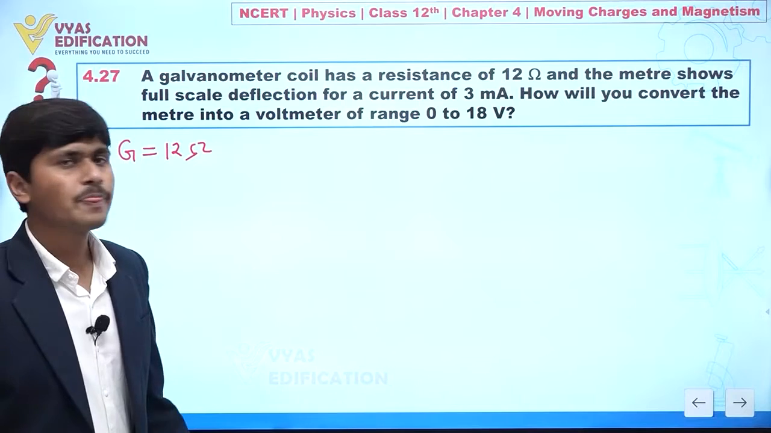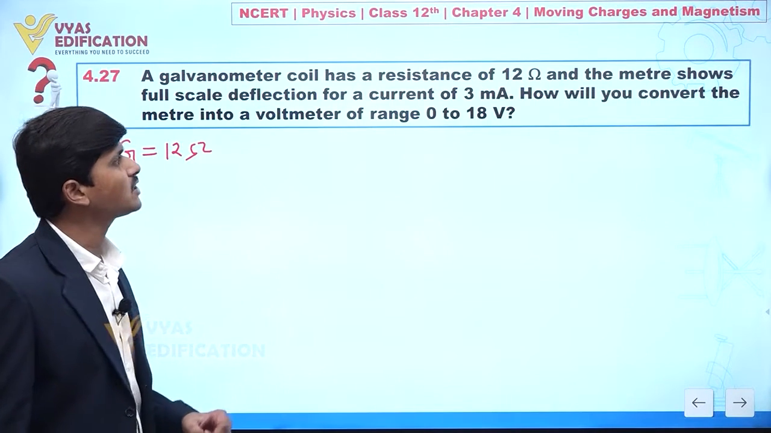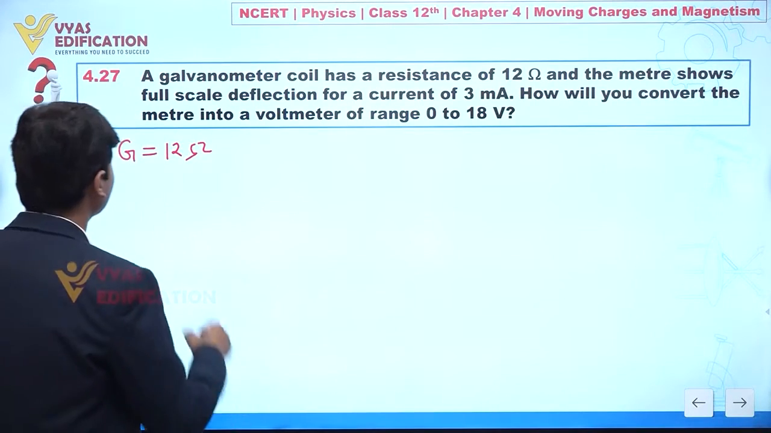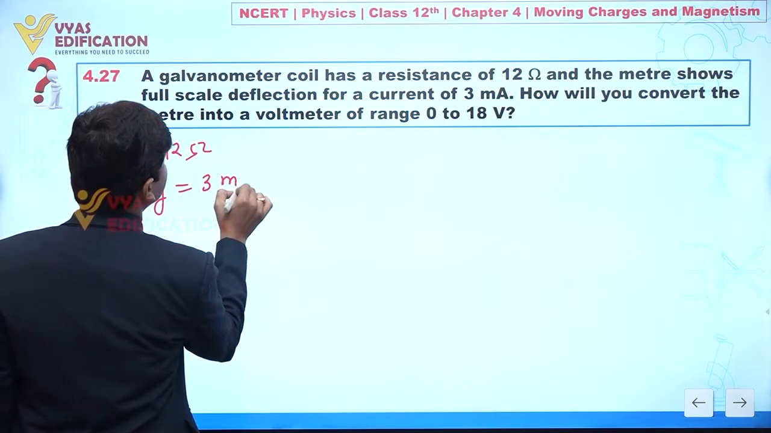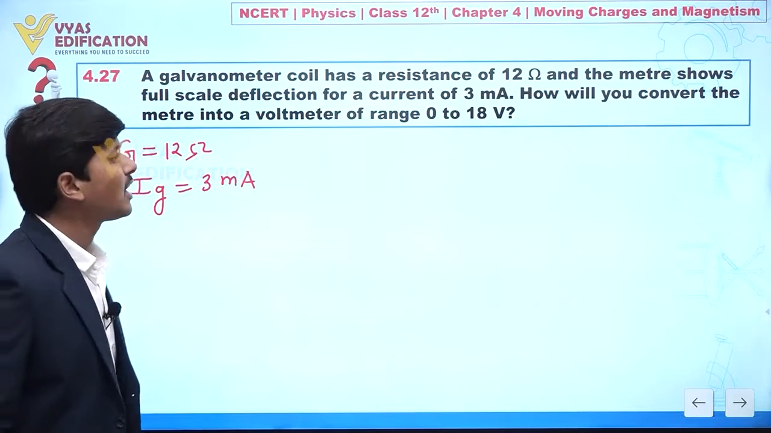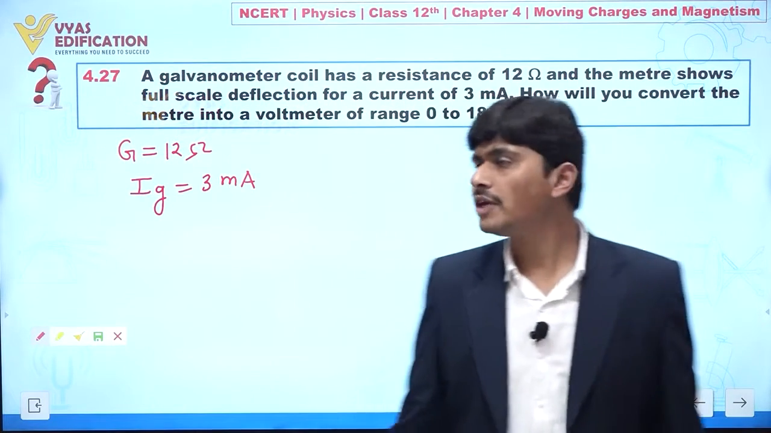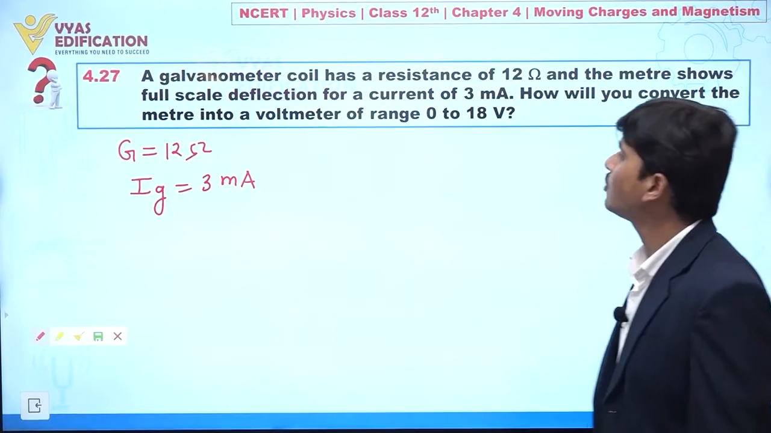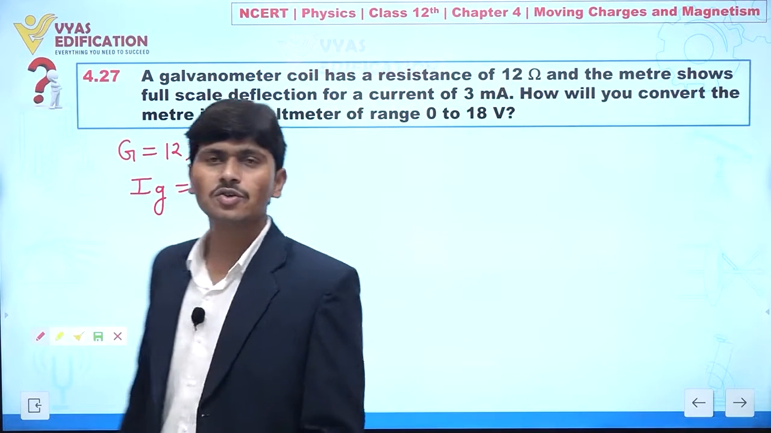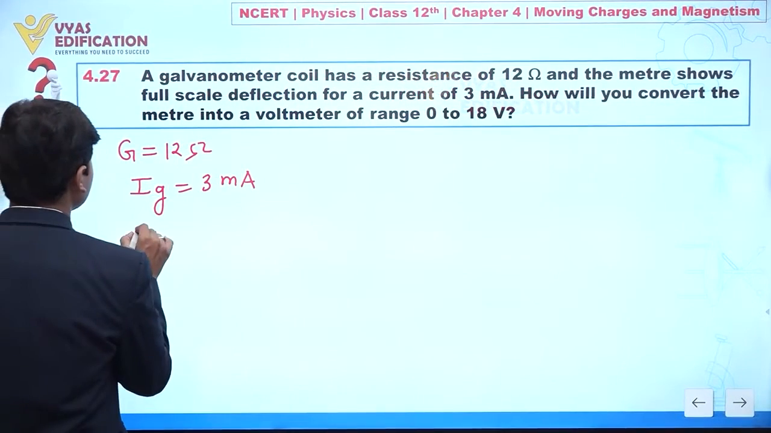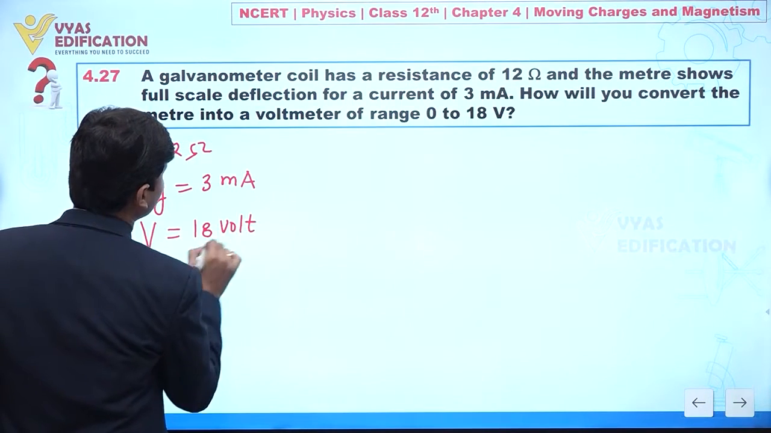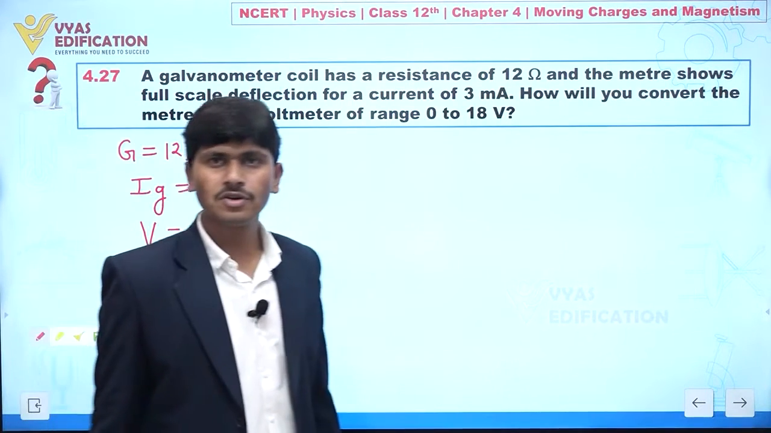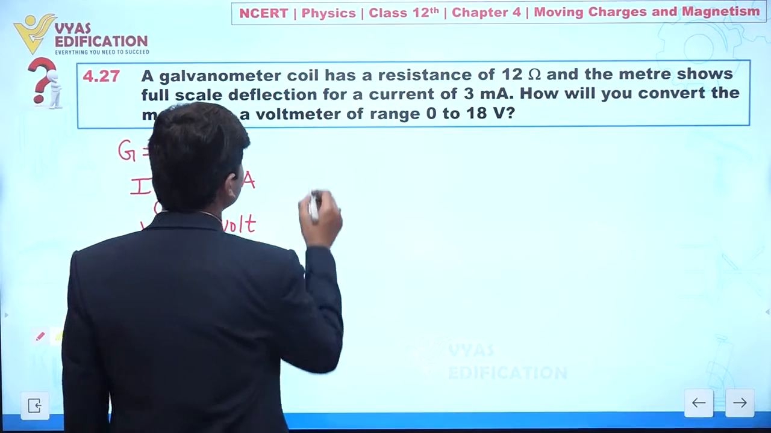The meter shows full scale deflection for a current of 3 milliampere. Clear? It means the value of Ig is given to you, 3 milliampere. Now in this question it is asked how you will convert the meter into a voltmeter of range 0 to 18 volt. It means now we want to convert this galvanometer for showing values up to 18 volt.